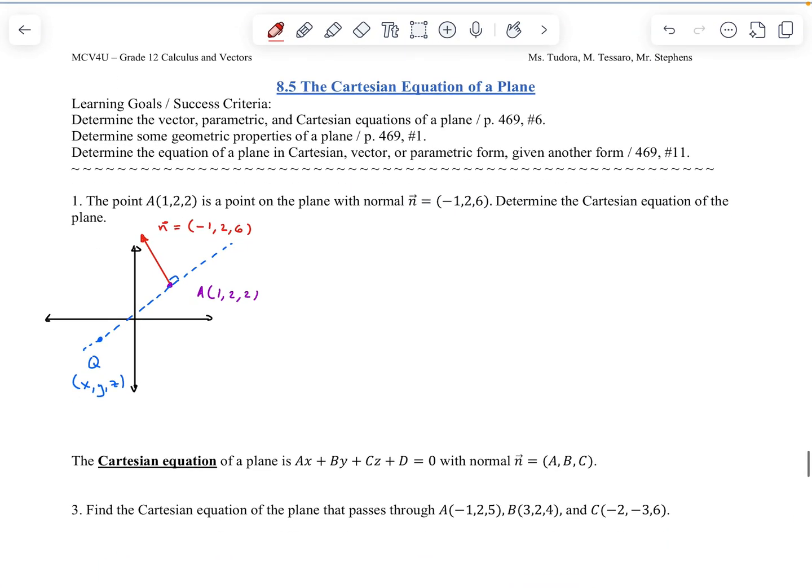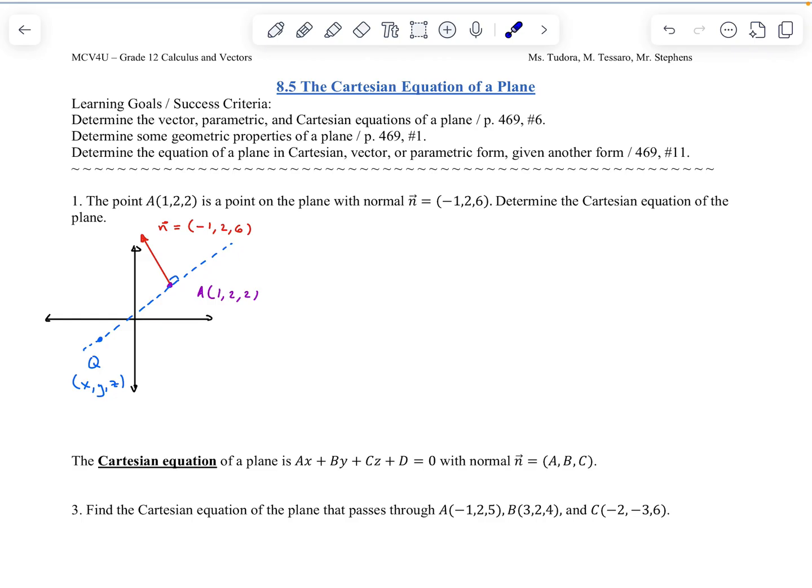The Cartesian equation of a plane. I've drawn the point 1, 2, 2, and the normal -1, 2, 6. And I've only drawn a line that is perpendicular to it. But there is a plane. You could go this way perpendicular, or you could go out of the page and be perpendicular. Picture rotating this around in a circle and forming a plane.